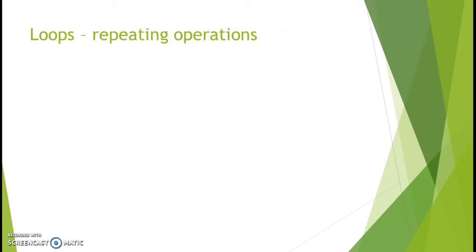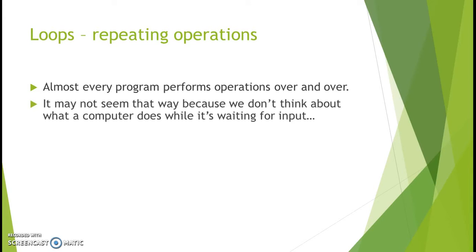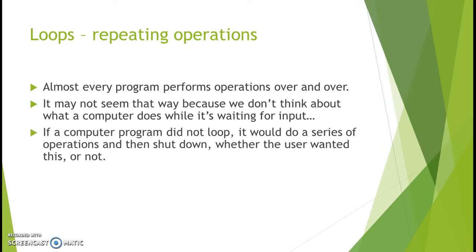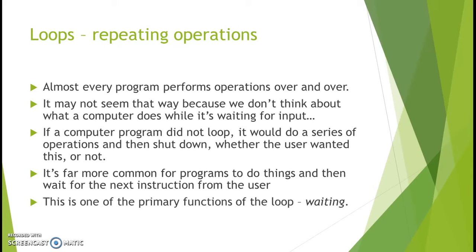Okay, so loops are simply repeating operations. And almost every program that you'll see will perform operations over and over again. It sometimes doesn't seem that way because we don't think about what a computer is doing while it's just waiting for input. It's all in the background and we just don't see it. But if a computer program wasn't looping and monitoring the keyboard, for example, it'd just do a series of operations and then shut down whether the user wanted it to do so or not. And really, it's much more common for programs to execute something that the user wants to be done and then wait for the next instruction from the user. And this waiting aspect is one of the primary functions of a loop.